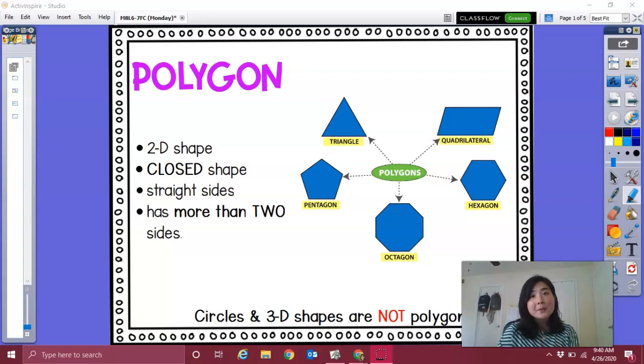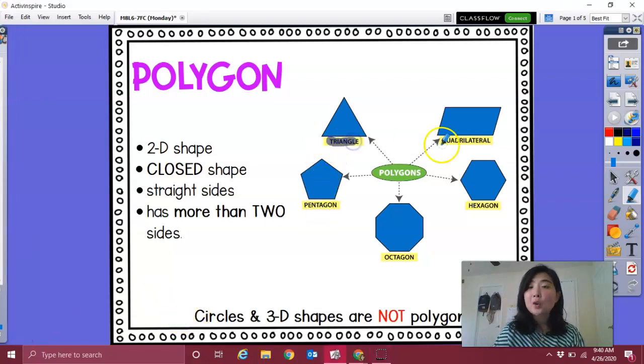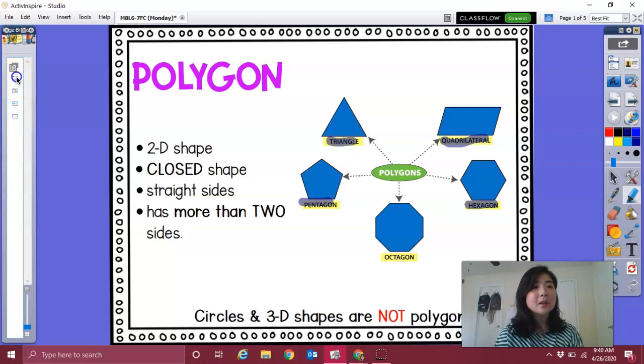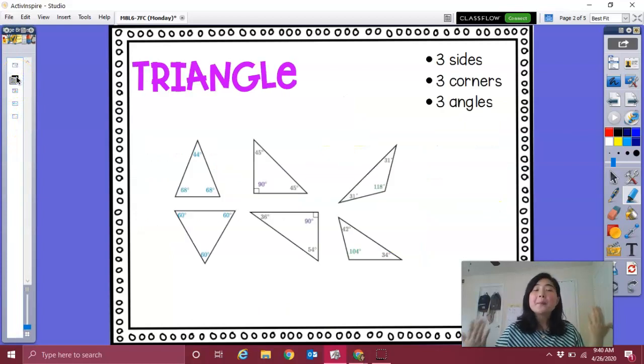Now, the four types of polygons that we are going to be talking about today are a triangle, quadrilateral, pentagon, and hexagon. So first, let's talk about a triangle. Now, a triangle has the following attributes. Attributes are just characteristics. And a triangle has 3 sides, 3 corners, and 3 angles.